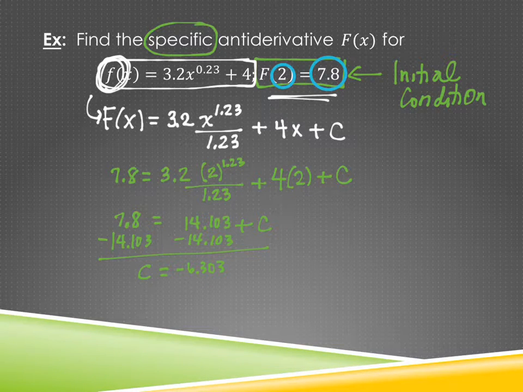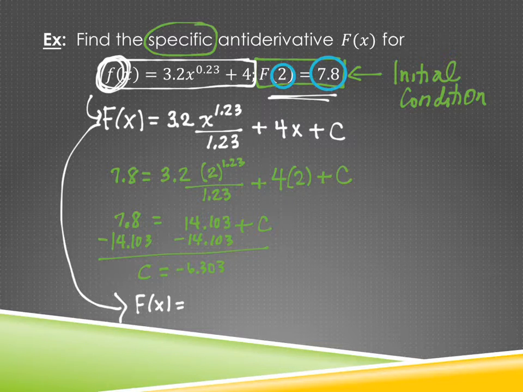It's really tempting to think you're done with the problem because you have found C, and that is what you were looking for. But you didn't really answer the question they asked yet. They asked, what is the specific antiderivative? So that means that we need to take that general antiderivative we found up here, and we need to write it out with the C in the location where the C was holding the place earlier. So f of x equals 3.2 times x to the 1.23 divided by, I'm sorry, that's not 0.23, 1.23.